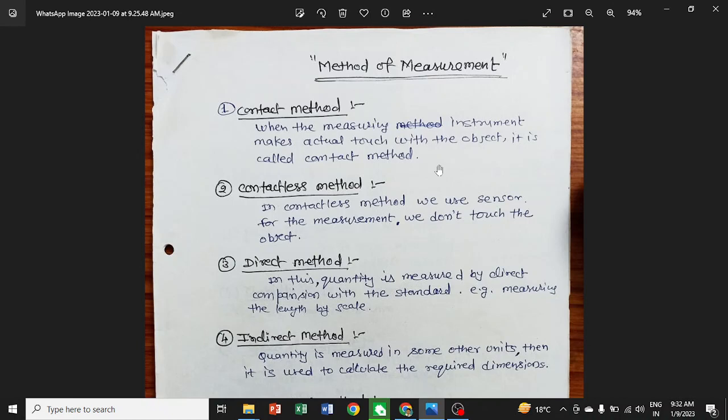Second example can be a mercury thermometer. Without touch with the body, the thermometer will not work. Such kind of method is called contact method.